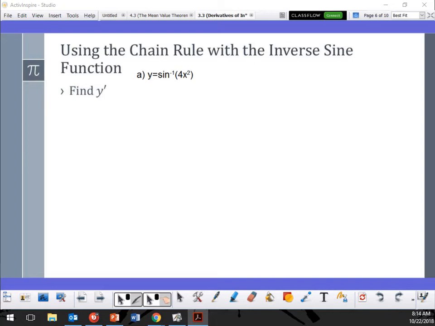So chain rule here, to find the derivative, I'm going to start with, what is the derivative of the inside? The inside here is what? Yeah, right here. So 4x squared, right? That's the inside. So what's the derivative of the inside? 8x. So I have 8x, right? So that's the derivative of the inside. So now the outside would be all of this out here.